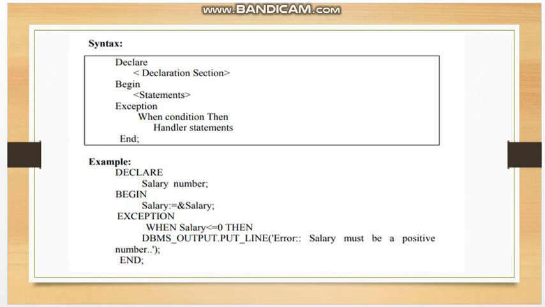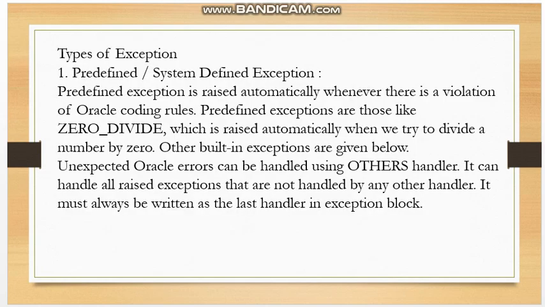Here we have one example of writing exceptions, where we are declaring one variable which is salary. We are taking the salary from a user, and if the salary is less than 0, then we are giving an error message that salary must be a positive number. This is actually the user defined exception, but I will first take the system defined exceptions, which are the predefined exceptions. So let's start and let's see what the predefined or system defined exceptions are.